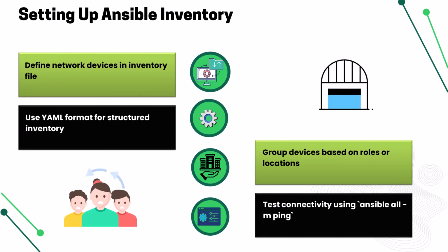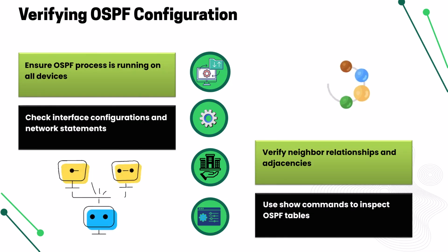Ansible's inventory file is like your guest list. It tells Ansible who's invited to the party. Using YAML keeps things neat and structured. Grouping devices makes management easier, and a quick connectivity test ensures everyone's ready. Imagine sending a ping like texting "Hey, you there?" to your routers.